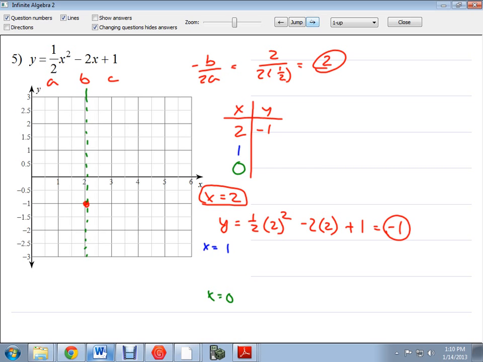I'm going to do the same process again. I'm going to this time plug in positive 1. Y equals 1/2 times 1 squared minus 2 times 1 plus 1. Then we type that out into the calculator, making sure to use the parentheses around the 1/2 if necessary. You can also use it as 0.5. 1 squared is 1, times a half is a half, minus 2 is negative 1.5, plus 1 is negative 0.5. Negative 0.5 is here.